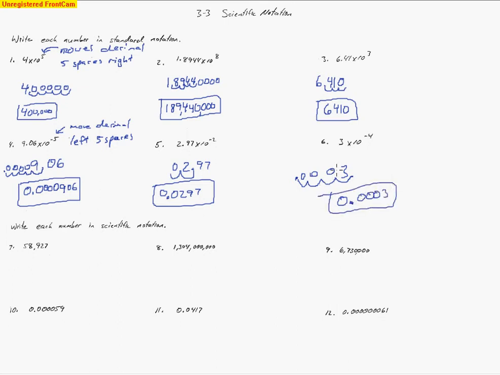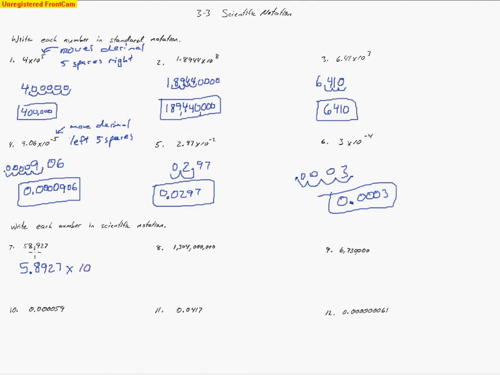Well, now the directions say, let's go ahead and write it in scientific notation. And again, scientific notation means the first number needs to be 1 or bigger, but smaller than 10. So it's 5.8927. So the decimal point always has to go after the first number, the highest place value. And now we write it as a power of 10.